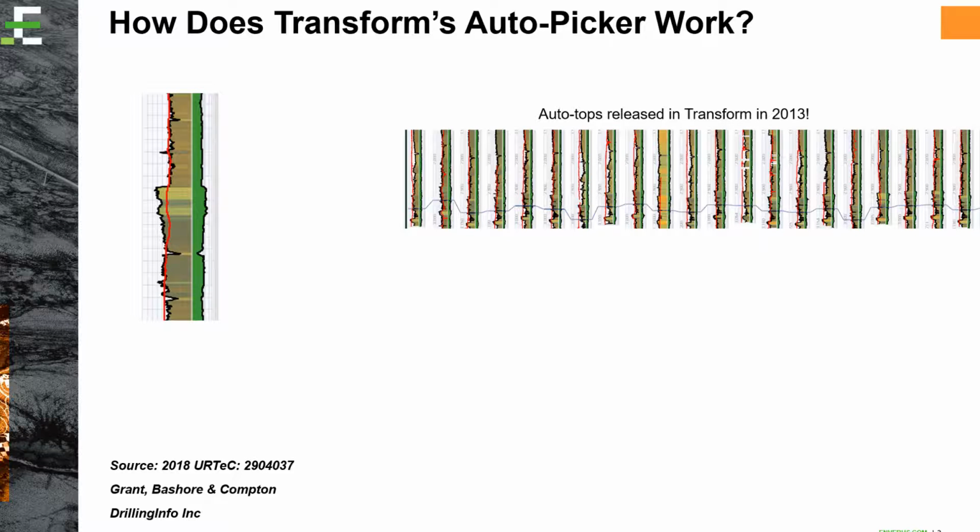Transform's patented Auto Tops Picker was released over 7 years ago. Our development team noticed that with the abundance of logs and data in the unconventional space, geoscientists needed to leverage the modern computer and pattern correlation algorithms in an auto picker. Think about seismic interpretation and how that kind of pattern recognition works. So Transform developers Grant and Bayshore use machine learning techniques to capture and model well log patterns for correlating geological events across thousands of wells.